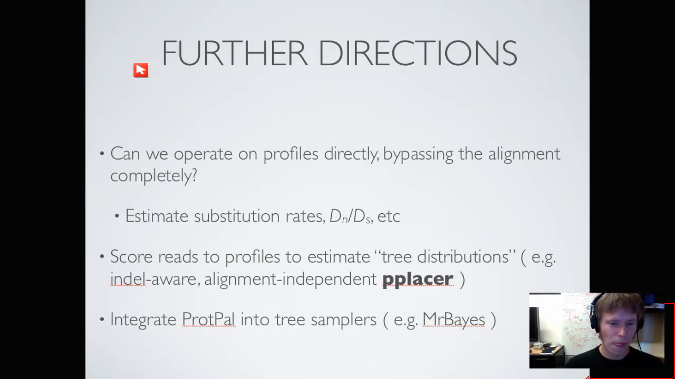And then finally, in this whole situation, we assume that the tree that we're using for alignment is known, and that's usually not the case. So it would be fairly trivial to integrate PROPEL with a tree sampler like MrBayes. It's just really hard getting the tractability and the speed up to what it needs to be. But I think with enough cleverness, it could be done.